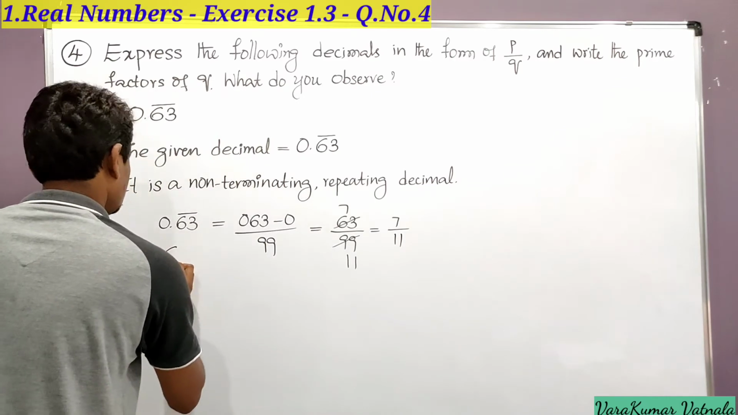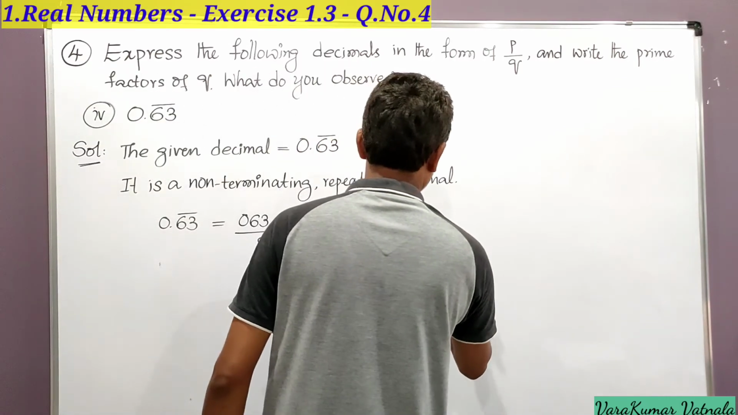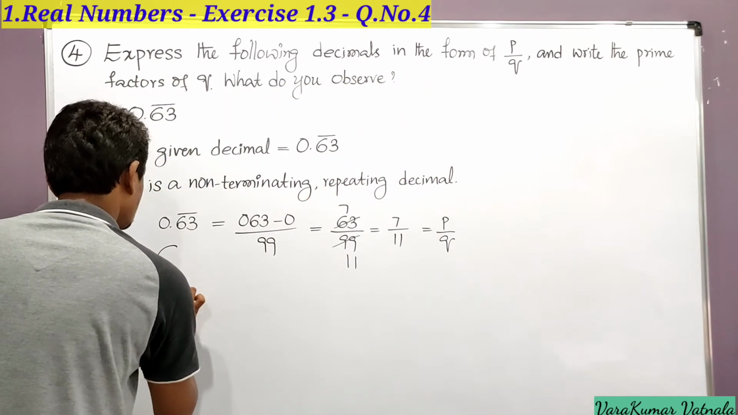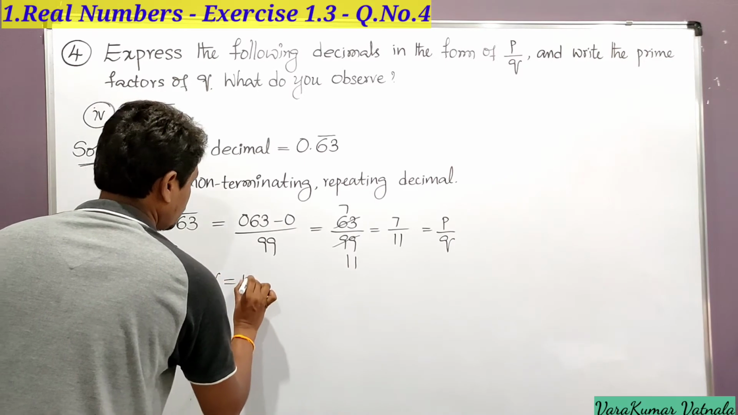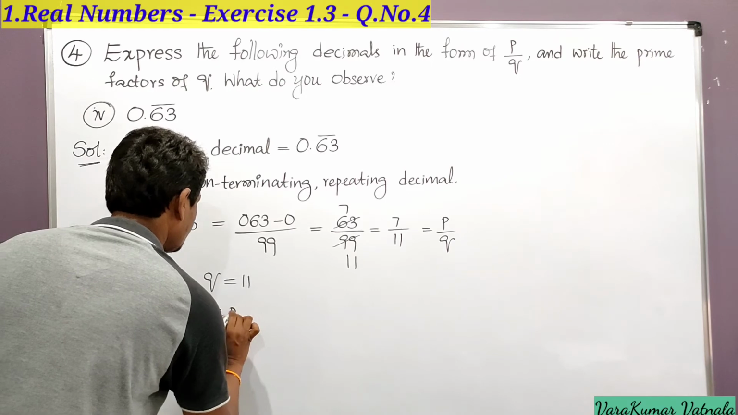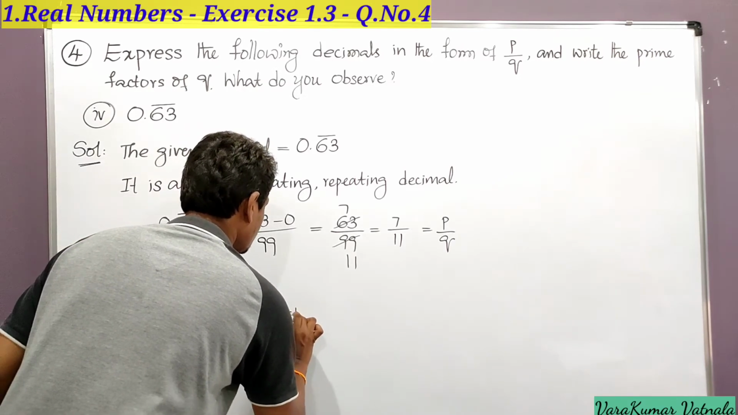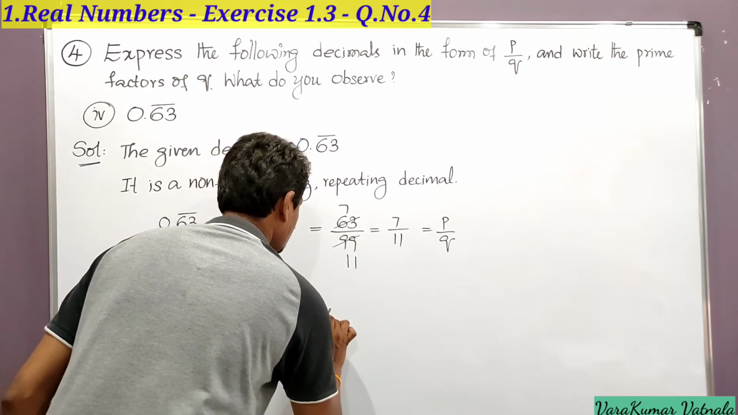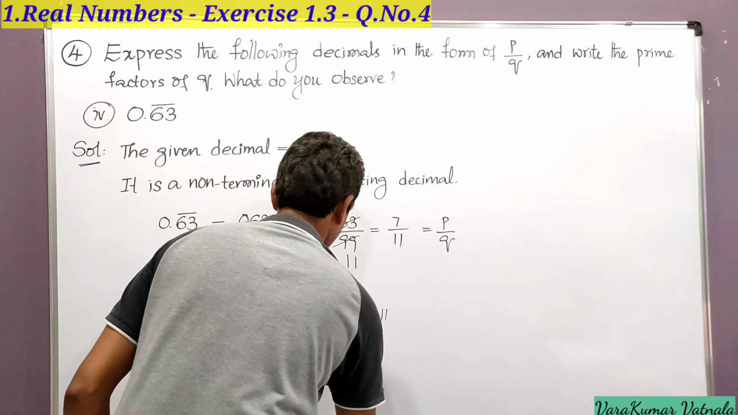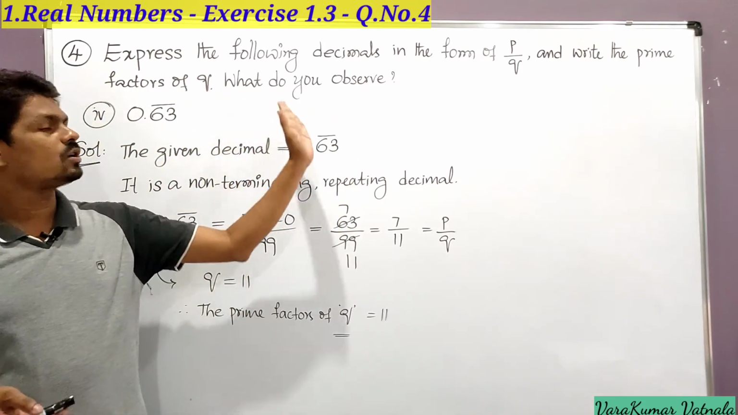So it is p by q. Now q is equal to what? q equals 11 here. Therefore the prime factor of q is 11. So this is the fourth bit, student, and next he is asking what do you observe.